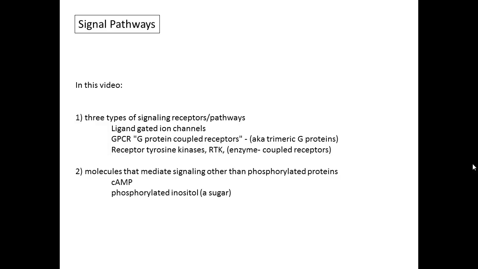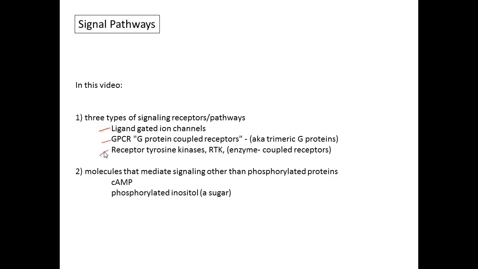Hi, in this lecture we're going to be introduced to three specific types of signaling pathways: ligand-gated ion channels, G-protein coupled receptors, and receptor tyrosine kinases. These are the three major classes and types of pathways, and it's important to be introduced to each.